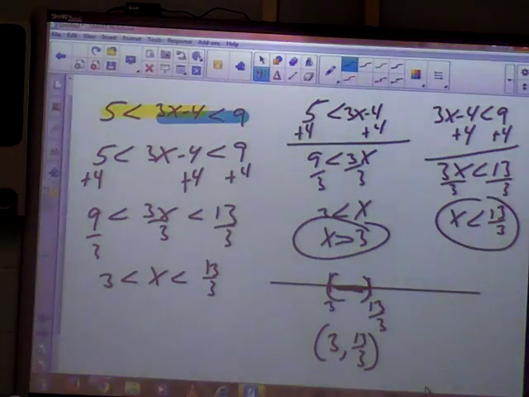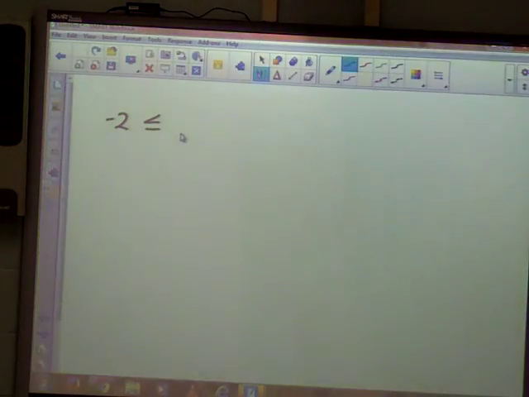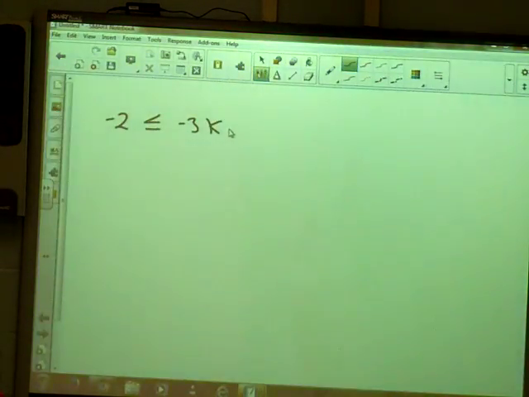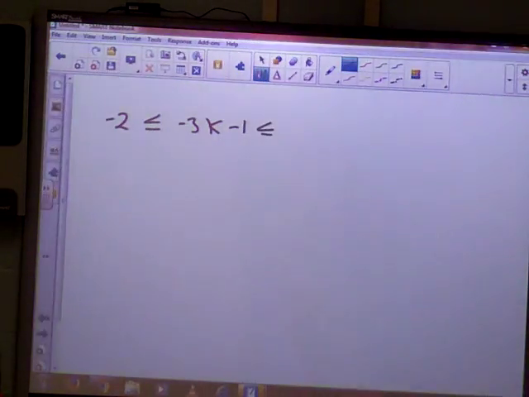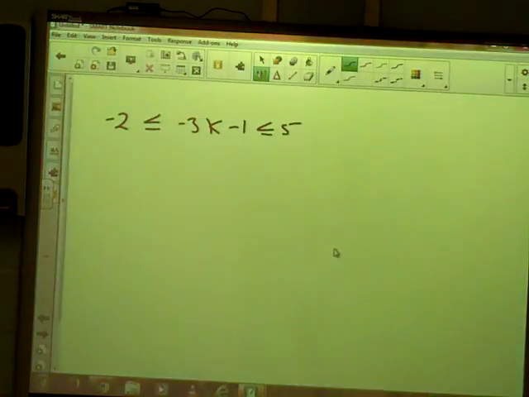Alright, let me let you try another one. We'll do it together. Try another one of those before we look at the last type of problem. This one says -2 is less than or equal to -3k minus 1 is less than or equal to 5. Ooh, I threw you a negative variable. Alright, so we're going to solve it, we're going to graph it, and we're going to write it in interval notation.